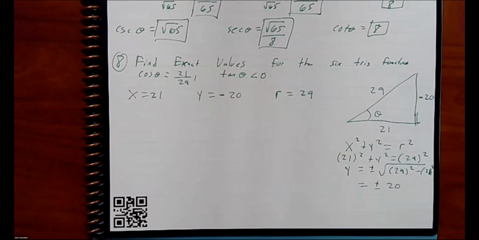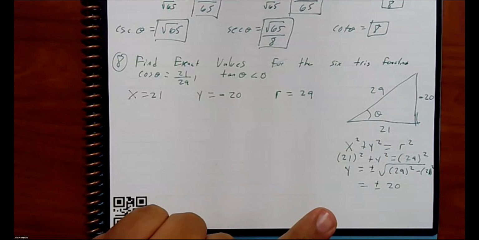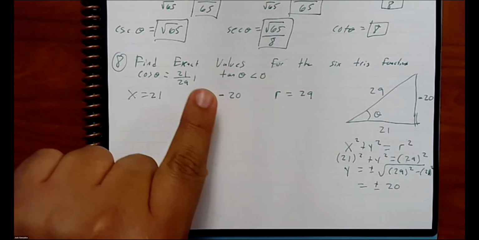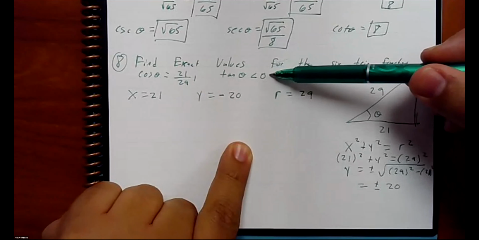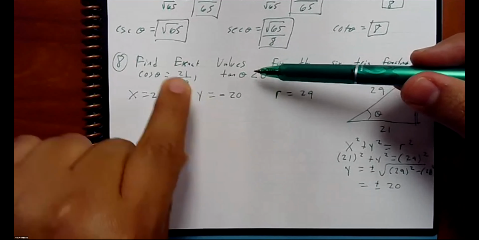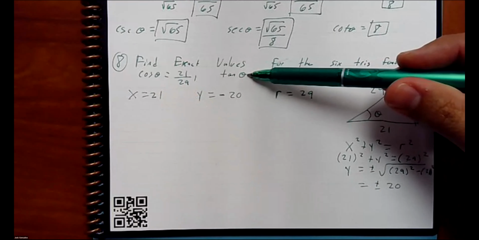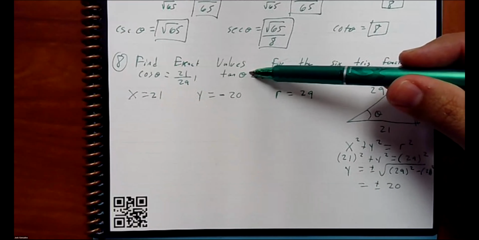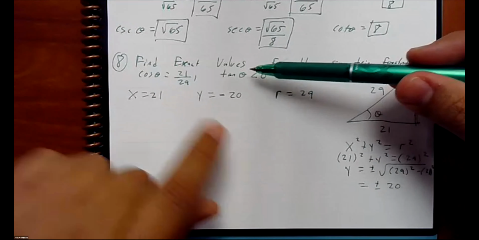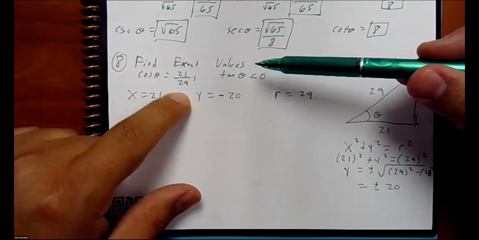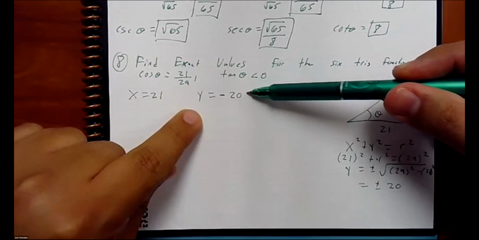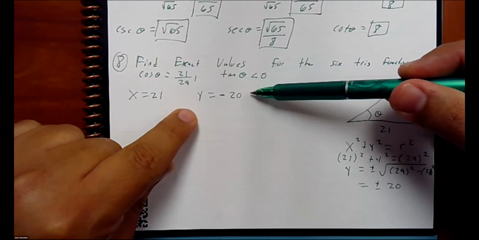Okay. So when you square both sides, you got to tack on the plus or minus, but choose minus because of this hint here. If tangent is negative, that means either x or y is negative, because tangent is defined as y over x. Cosine is already positive, so that means only the y is negative. That's why I chose the minus. Is that clear?